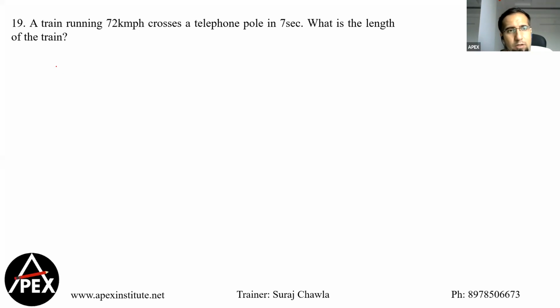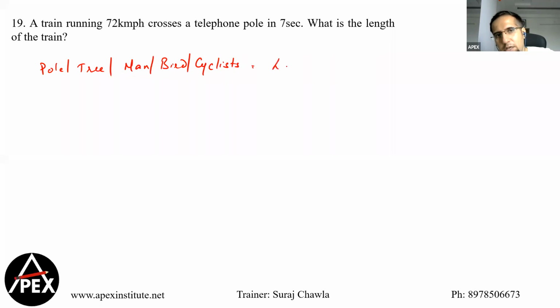Now remember, if I'm talking about a pole, or a tree, or a man, or a bird, these are the common things that we see in the exam. Cyclists and so on. In all these cases, the length of the object is assumed to be negligible. But let's try to understand, what do I mean by a train crossing a pole in 7 seconds? The object does not have length, but we know that the train has length.